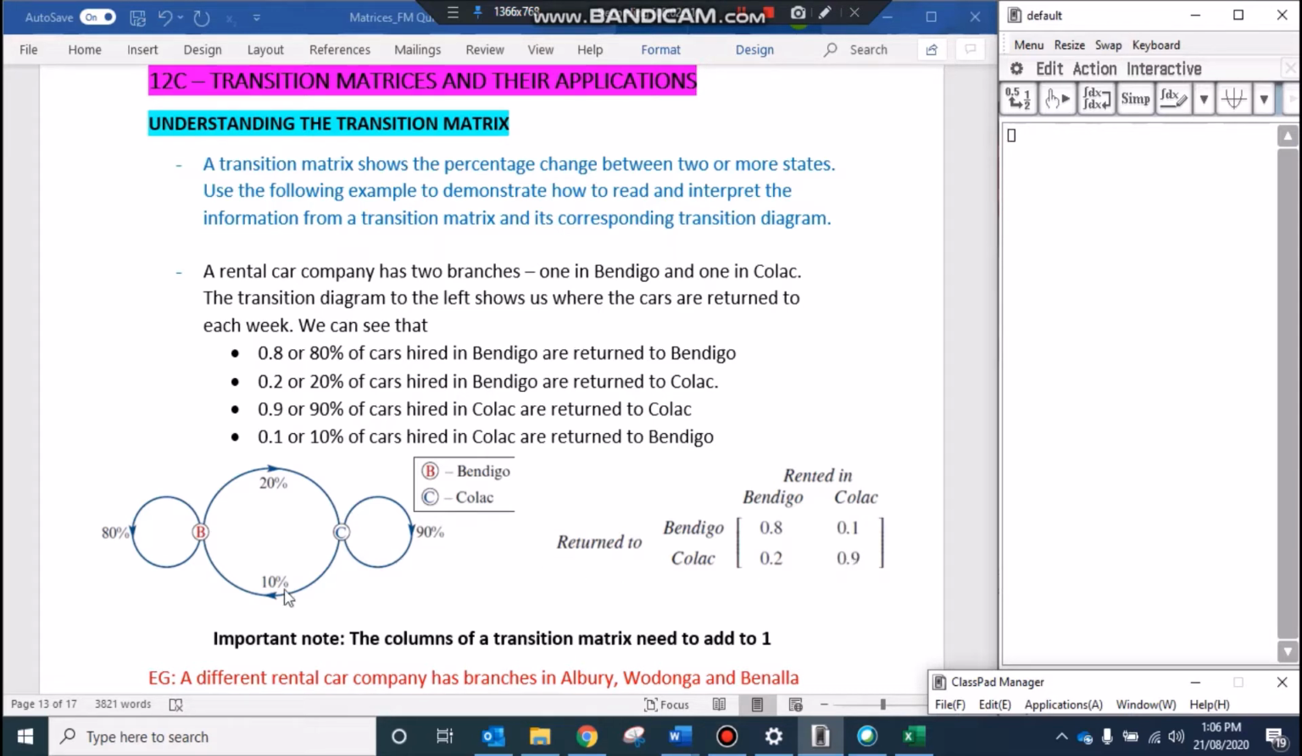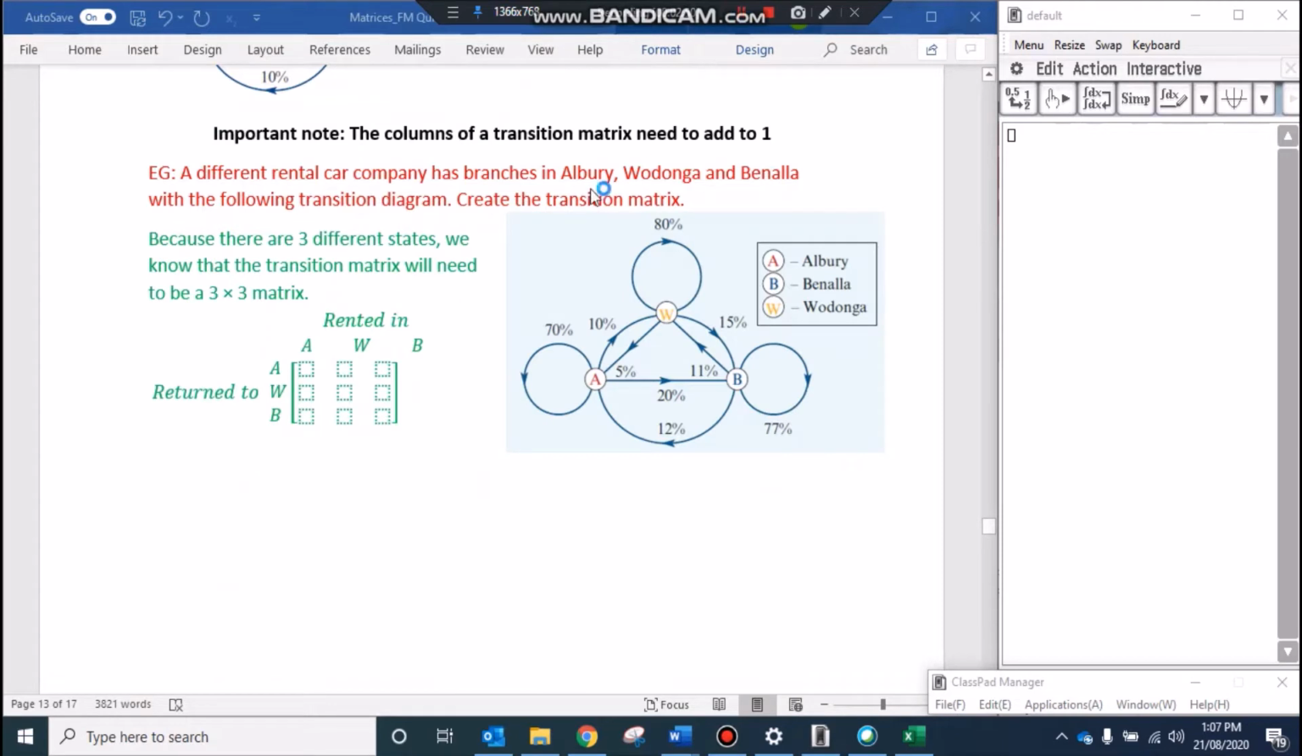Now, just as these percentages have to add to 100%, that corresponds to the columns of a transition matrix summing to 1. So we see here the important note is that the columns of a transition matrix need to add to 1. Now let's go through a quick example here. We're going to stick with the rental car company analogy, but this time we've got 3 different branches. We've got Albury, Wodonga, and Benalla. And this is slightly more complicated.